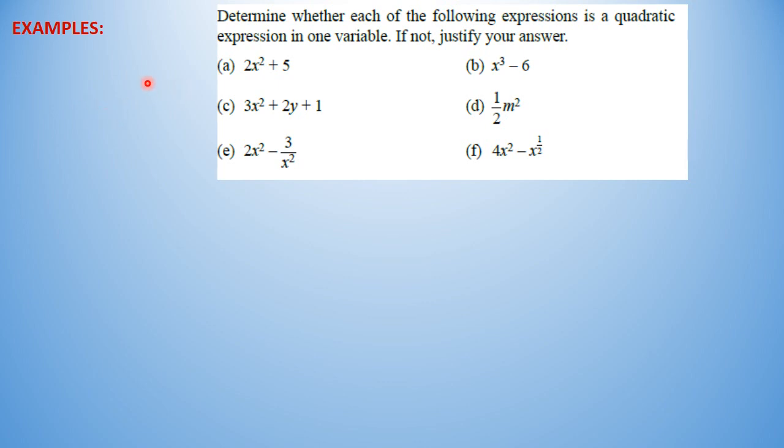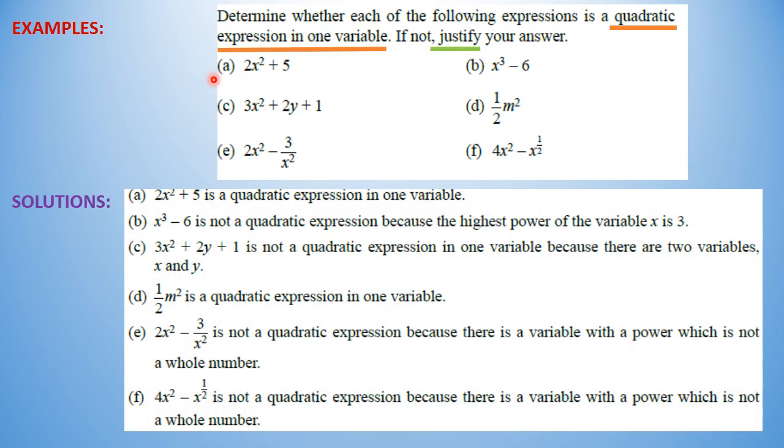Determine whether each of the following expressions is a quadratic expression in one variable. If not, justify your answer. Okay, now we look at the examples one by one. The first one, 2x squared plus 5. Okay, 2x squared plus 5 is a quadratic expression in one variable because a equal to 2, and then the highest power is 2, and then b can be 0, c is positive 5.